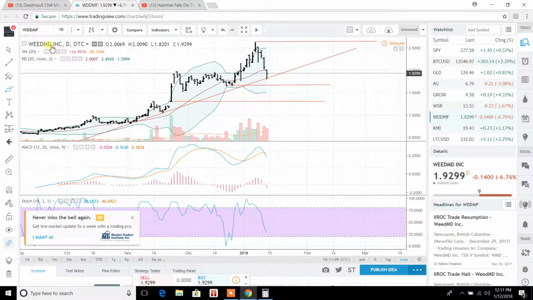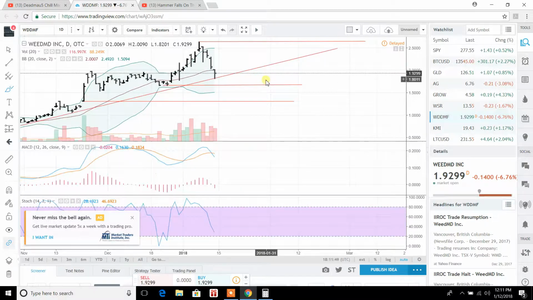WDDMF, which is Weed MD Incorporated, it's an over-the-counter stock. You can see here we had a higher peak, a lower trough. The weekly support level is right here, so it's just hitting that weekly support level, and we've got some on the MACD. We got the blue line crossing under the yellow or the orange line there, and we're starting to get some downward action. The stochastics is signaling that as well. We haven't hit oversold territory yet, but when we do, I believe this stock is going to break through, and it already is kind of breaking through that weekly support.